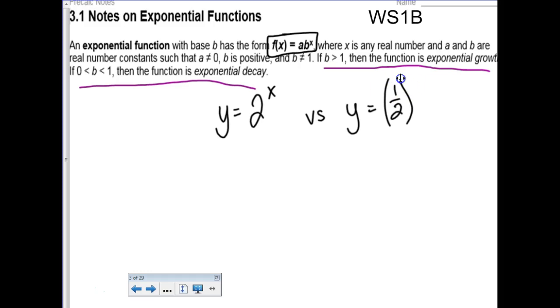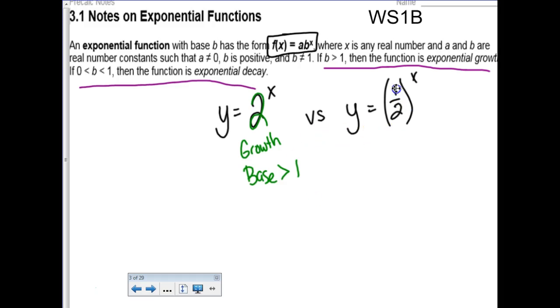In these two problems, one of them is exponential growth and one of them is exponential decay. Do you remember which one is which? This one has a base of 2, which means this is going to be exponential growth. And the explanation that your math teacher was hoping for was that the base is a number greater than 1, and that's why it's exponential growth.